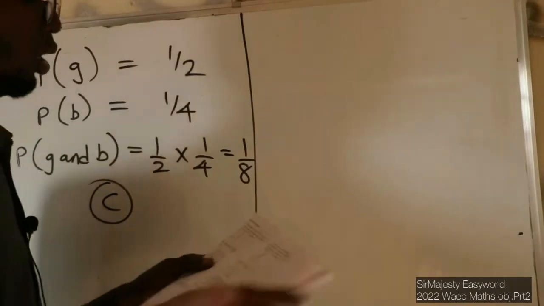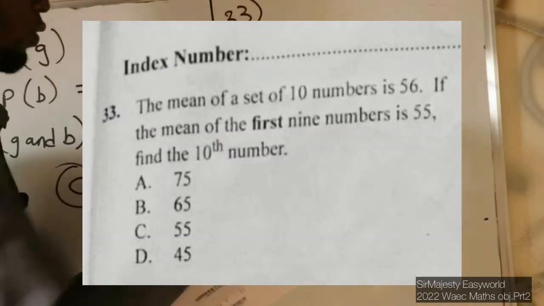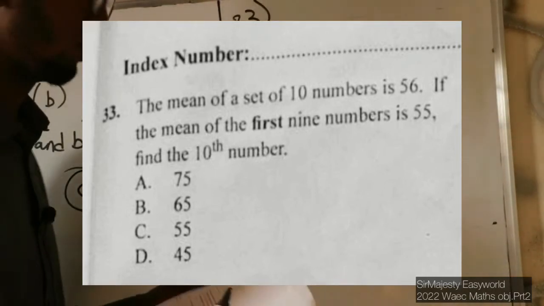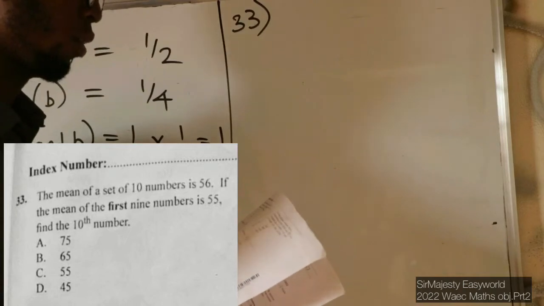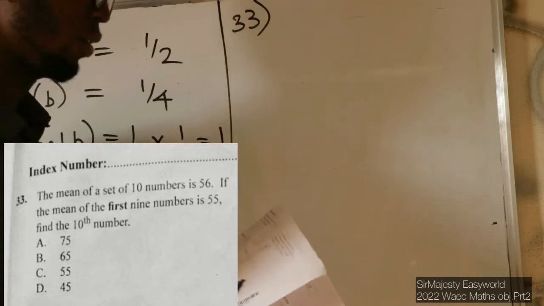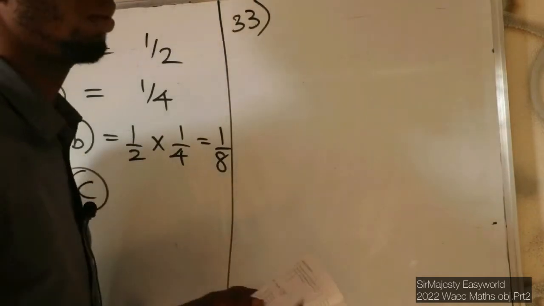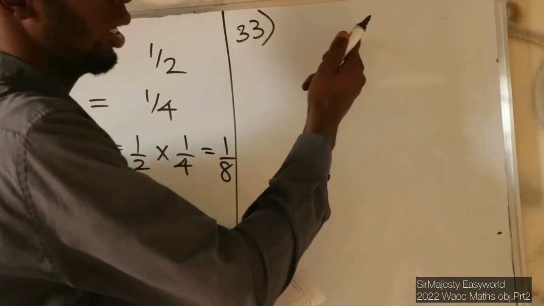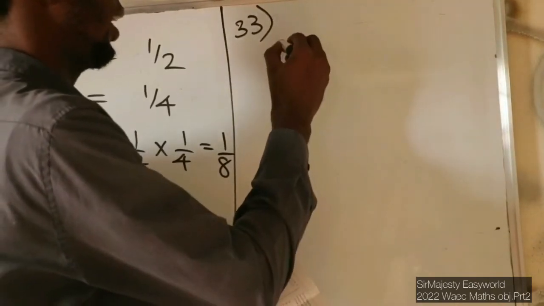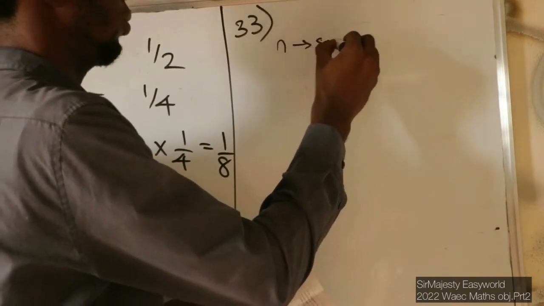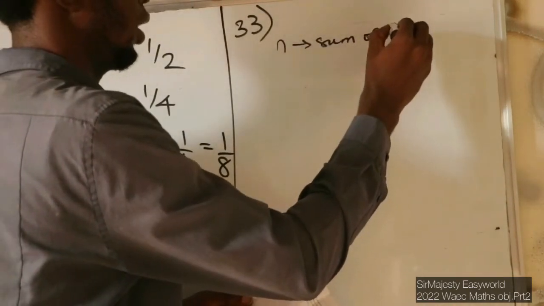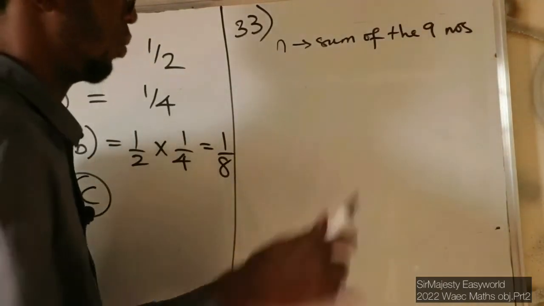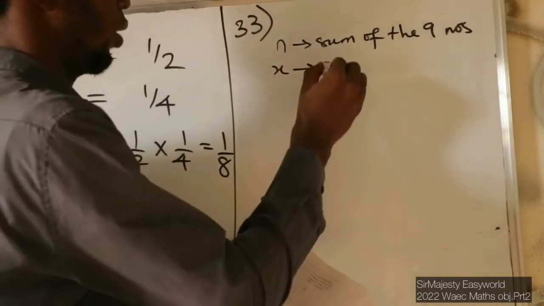It says the mean of 10 numbers is 56. If the mean of the first 9 numbers is 55, find the 10th number. So the mean of the first 9 numbers is 55. If you wanted to find the mean of 9 numbers, you first of all add the 9 numbers together and divide by 9. So let's assume that n is the sum of the 9 numbers and x is the 10th number we are looking for.